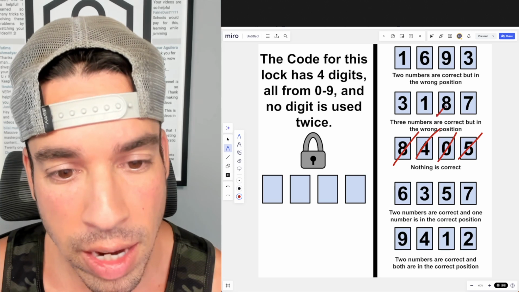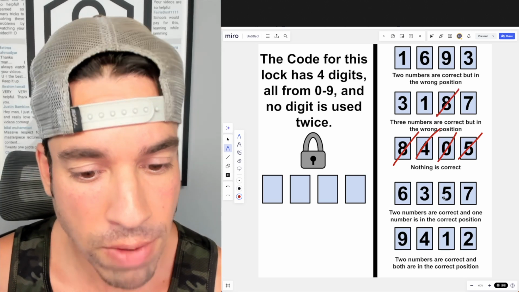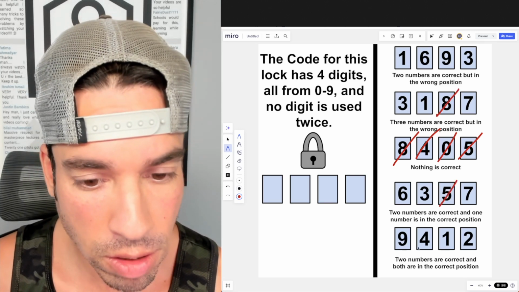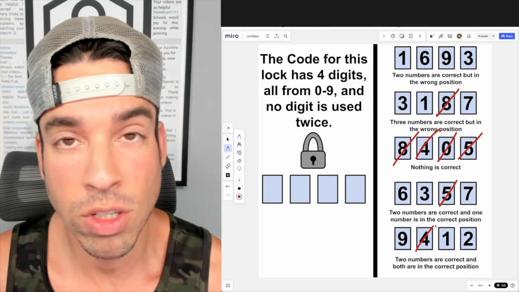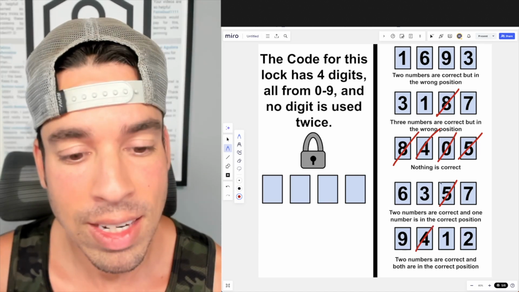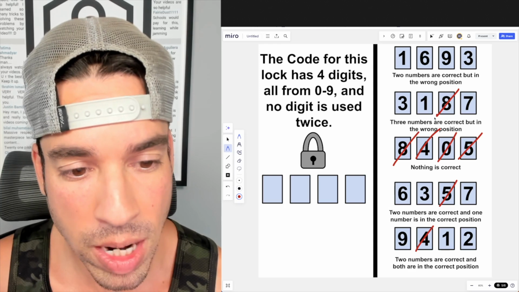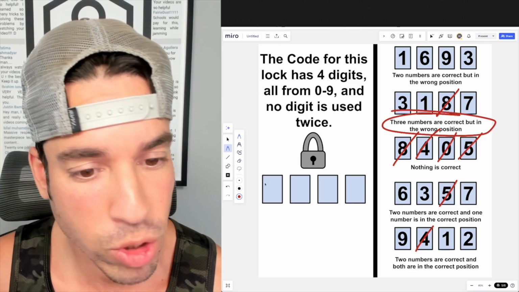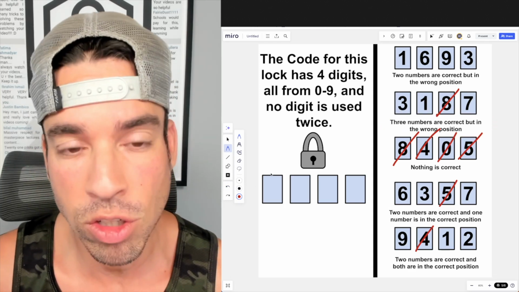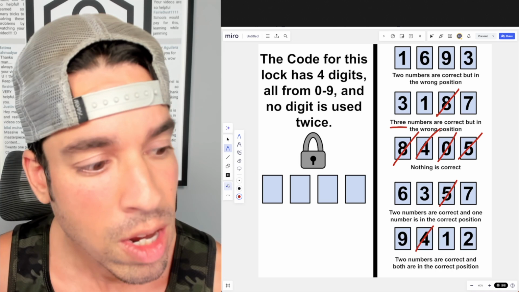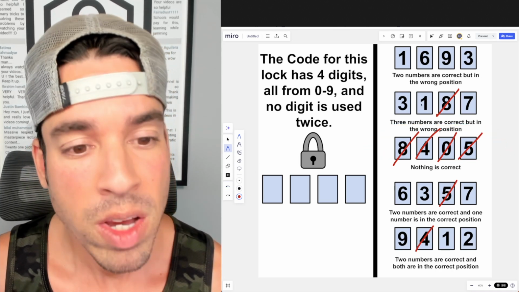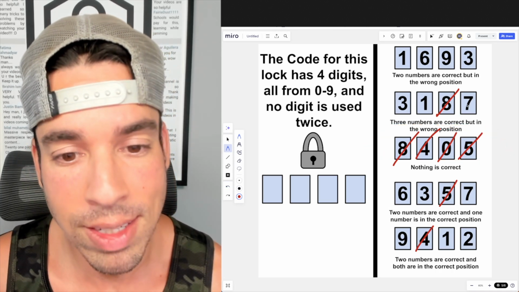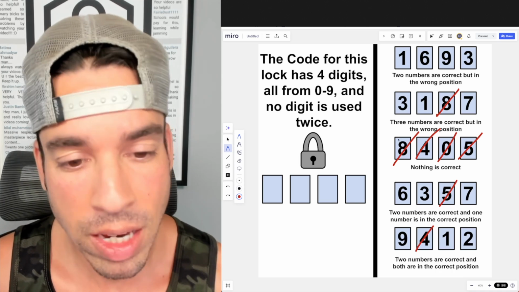So this 8 is wrong. This 5 is out. This 4 is out. Okay, so already that gives us a tremendous amount of help. The next clue I'm going to go to is right here. It says 3 numbers are correct but in the wrong position. The reason why this is so powerful is, first of all, it says 3 numbers. The second thing is we already crossed off one of the numbers from the third clue, right? So that means 3, 1, and 7 have to be in this code.